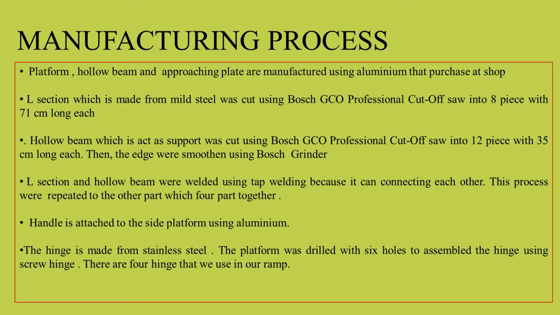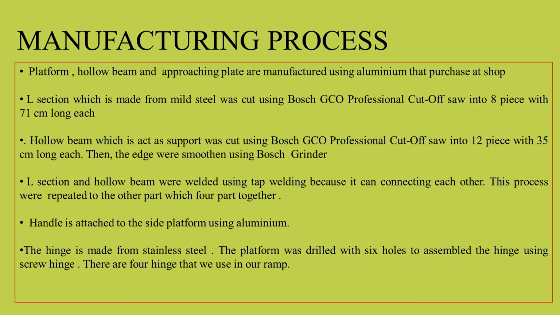Platform, hollow beam, and approaching plate are manufactured using aluminum that was purchased at a shop. The L section, which is made from mild steel, was cut using a Bosch GCO Professional cut-off saw into pieces 71 cm long each. The hollow beam, which is a support, was cut using the Bosch GCO Professional cut-off saw into 12 pieces 35 cm long each.